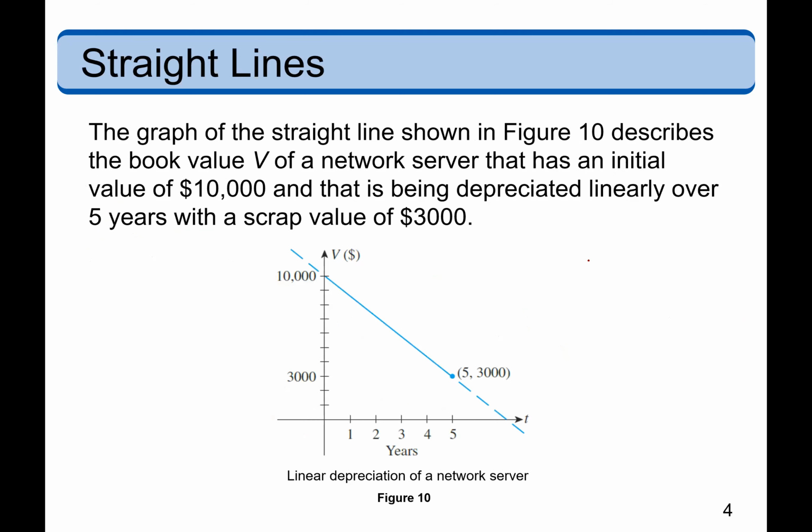Okay. Now let's take a look at this particular example, right? The graph of the straight line below describes the book value of a network server. The company is using a network server with an initial value of $10,000, and it is being depreciated linearly over 5 years with the scrap value, meaning residual value, right? It's the same thing as residual value. Residual value means the value that remains for the machine after depreciation.